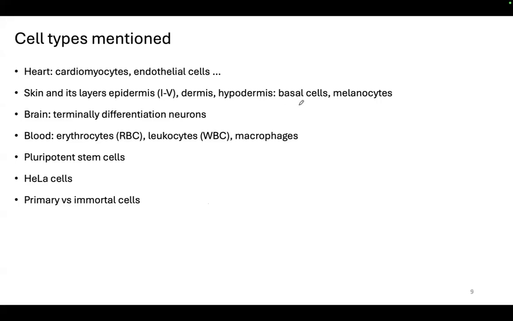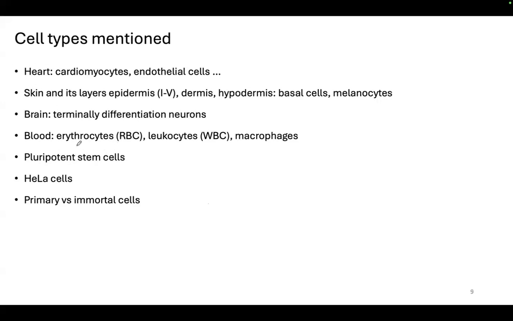So basal cells are one example of the stem cells that are there in the skin. Melanocytes are your pigment-giving cells. Brain, I think we only talked about these terminally differentiated neurons. But of course, there are lots of other types of cell. Again, these are the cell types we mentioned. Lots more in each of these tissues.